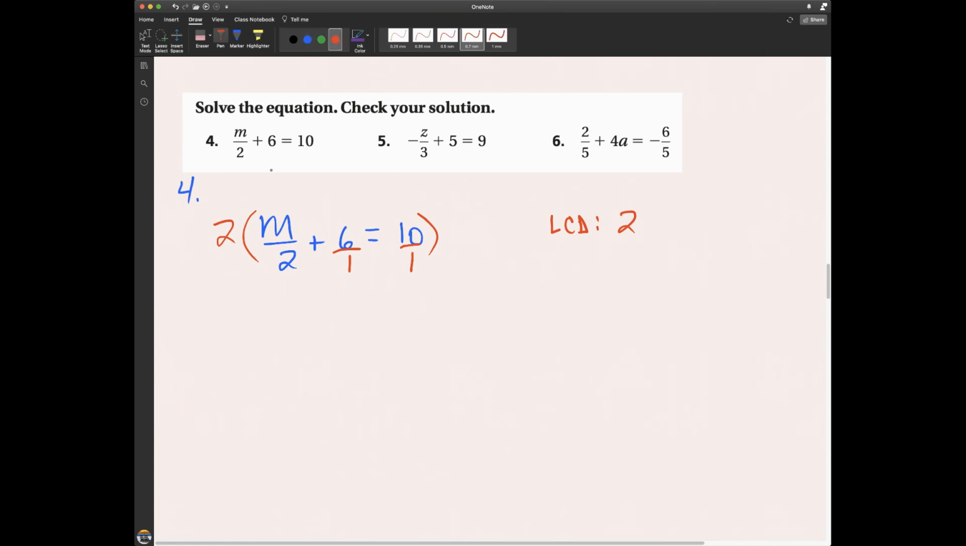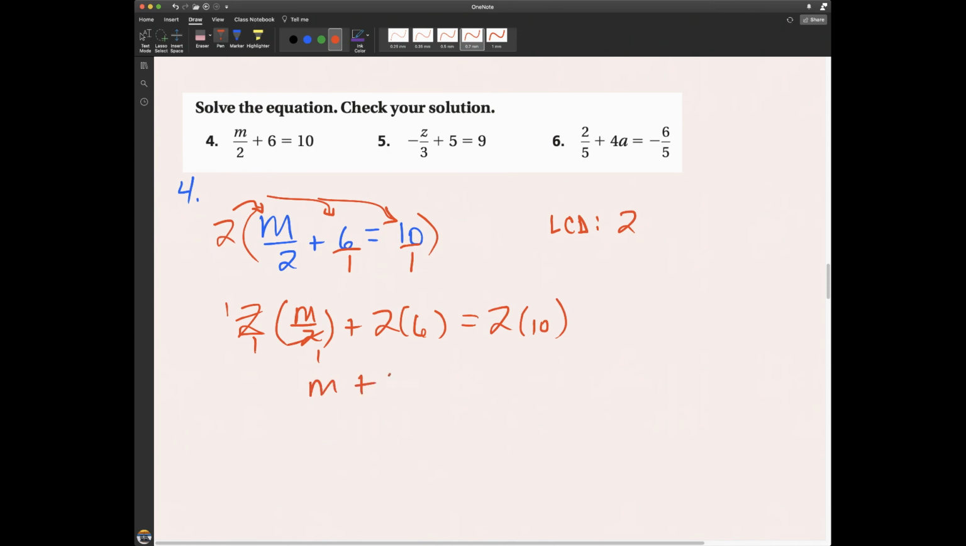Again, let's use the distributive property. 2 times m divided by 2 plus 2 times 6 equals 2 times 10. And then this part here, this just cancels. Leaves me with m plus 12 equals 20. I subtract 12 from both sides, and I end up with m equals 8.